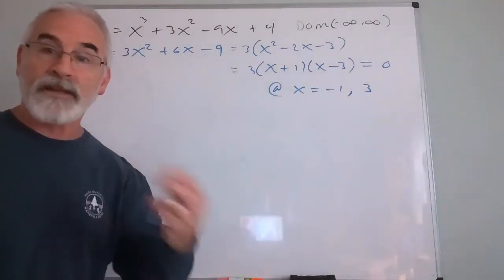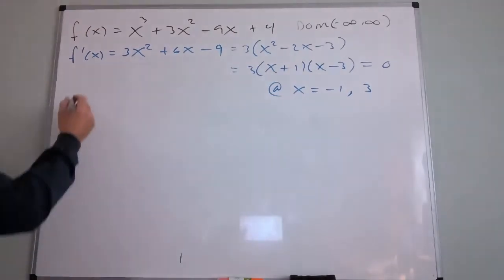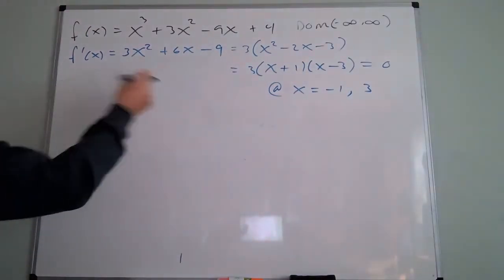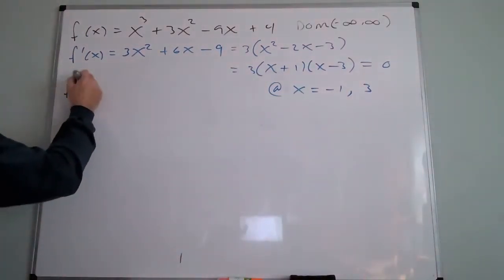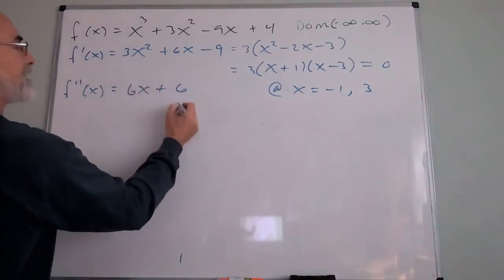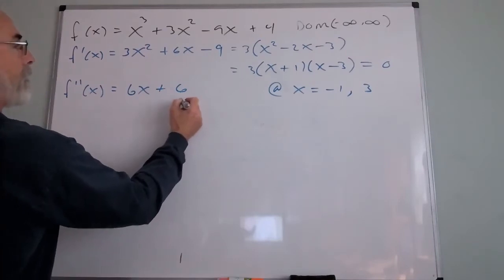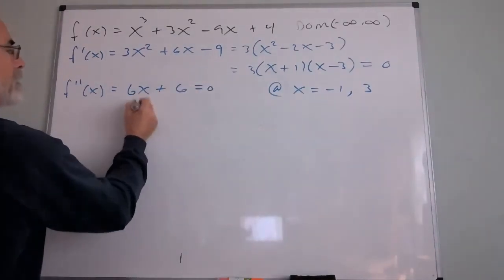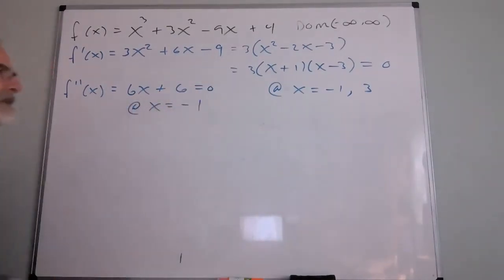Okay. Now, before we continue with the graphing part, let's do the second derivative. This will be 6x plus 6. Huh. And that will equal 0 at x equals -1. So something important is happening.